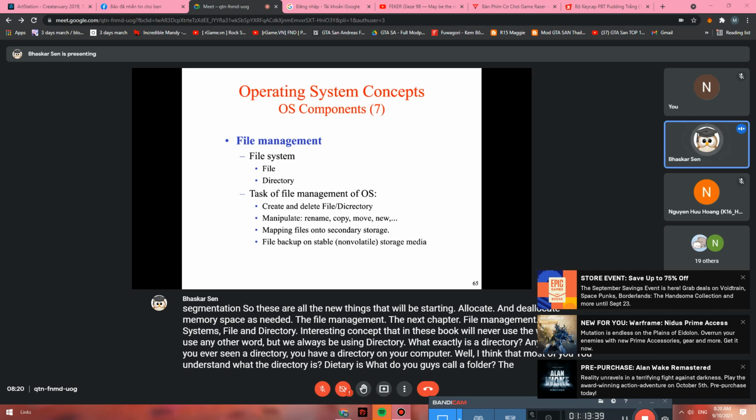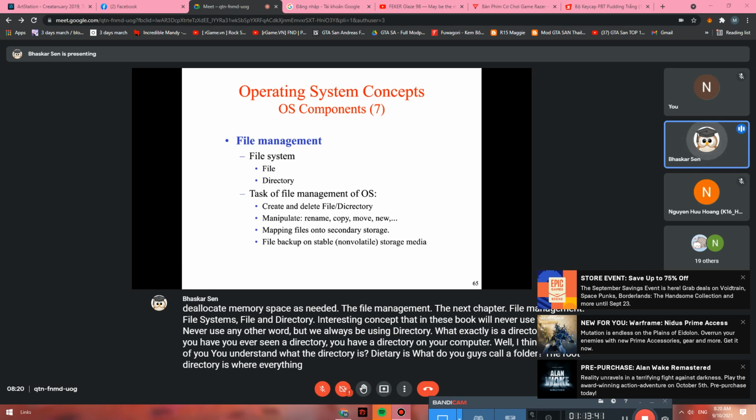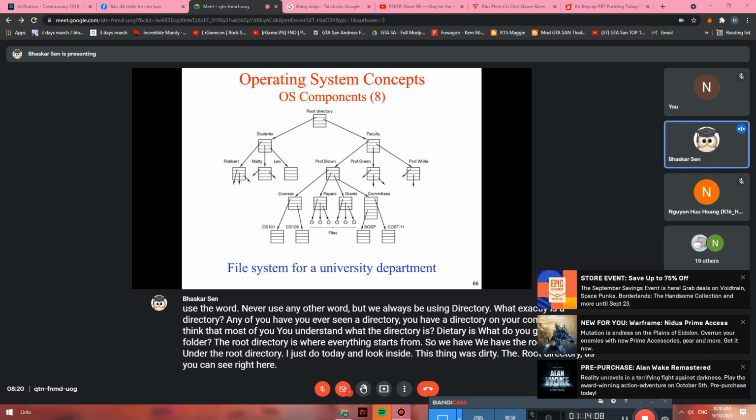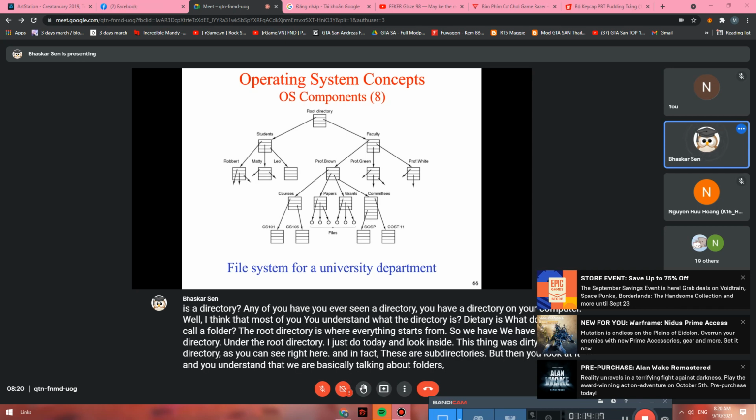The root directory is where everything starts from. So we have the root directory, and under the root directory, as you can see right here, there are in fact subdirectories. But then you look at it and you understand that we are basically talking about folders, aren't we? So these are all folders and subfolders.